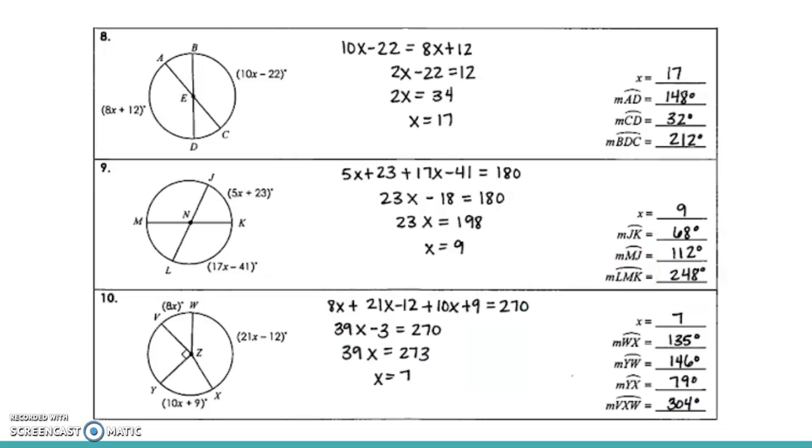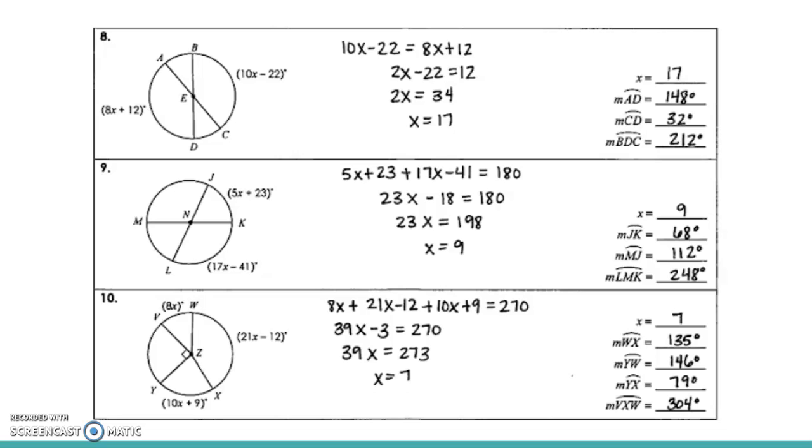Number 10 is the same process, so I'm going to show you all of that work and those answers. I do want to point out for number 10 that in order to figure out the value of x, we're adding 3 different expressions, and those 3 expressions equal 270. So a circle is 360, and they told me that I had one right angle here, so I took that away from my 360 and set all of my other expressions equal to 270. Those were central angles and the arc measures with them.